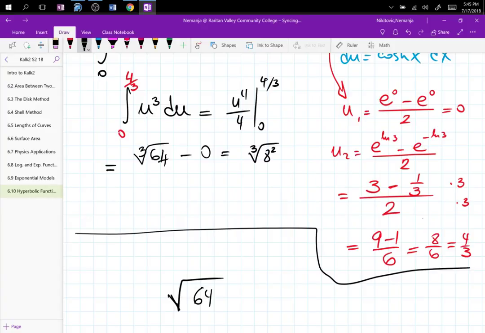All right, so the cube root of 8 is 2. Square that, that's 4. Okay. So that's 8 to the 2/3, right? It's the same thing. Yes. So it was 4, right? 2 squared, which is 4. Yes.